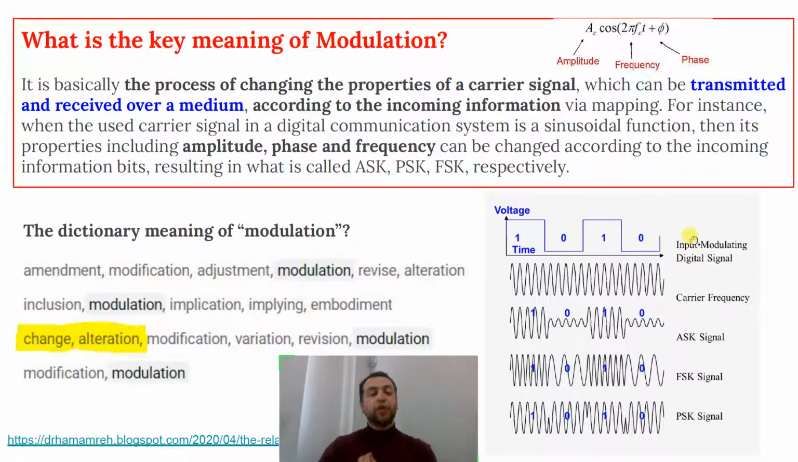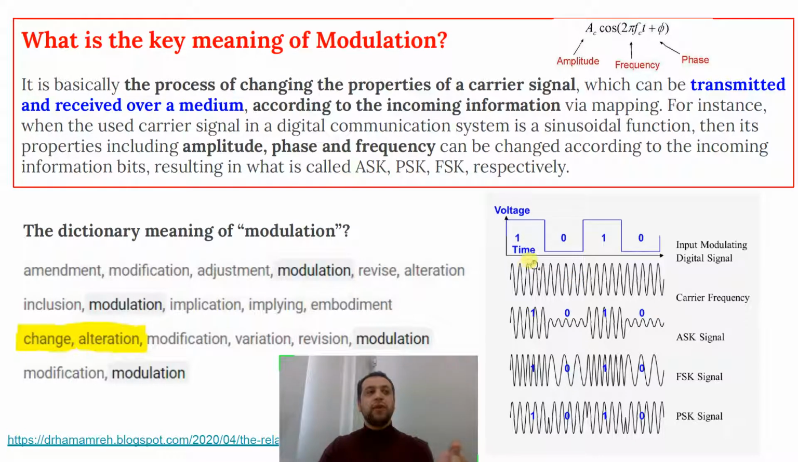Look at the right-hand side at the bottom of this slide. This is your incoming information signal, and your carrier signal is, let's say, a cosine. This is a cosine signal that has a certain specific frequency. All you need now, based on the definition of modulation, is to change this carrier signal according to the incoming information. What properties can we change in this carrier so that we can convey the information?